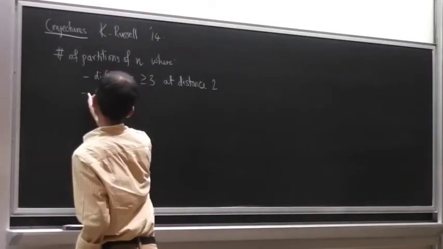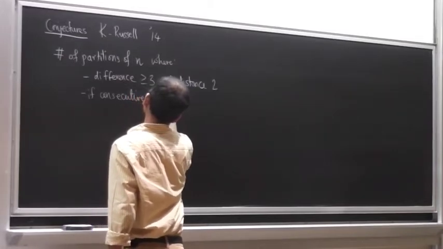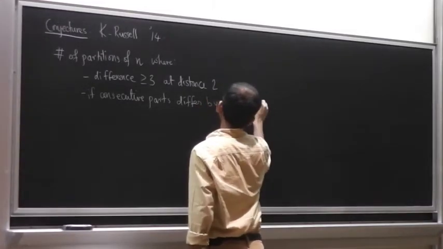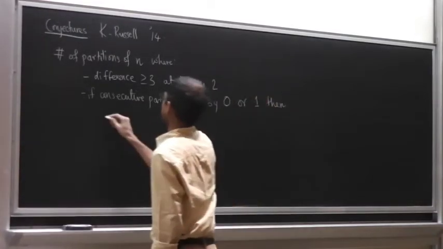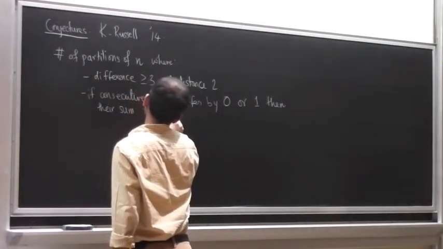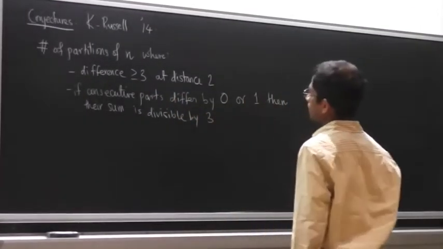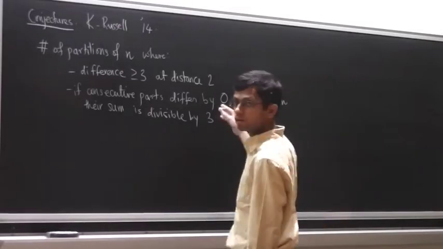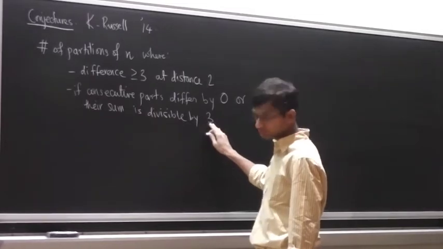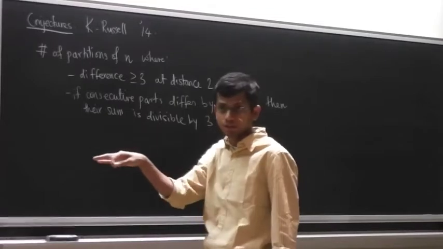And if consecutive parts differ by 0 or 1, then their sum is divisible by 3. So something like 3 plus 4 is not allowed to appear, because 3 and 4 differ by 1, but 3 plus 4 is 7, and that's not divisible by 3. So you're not allowed to have 3 plus 4 anywhere in your partition.